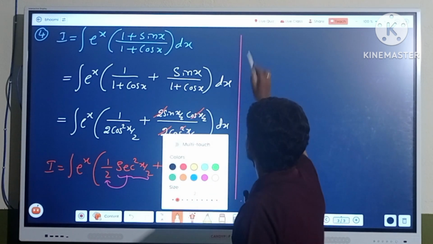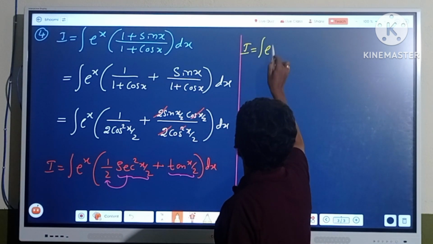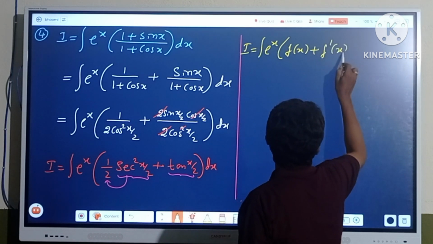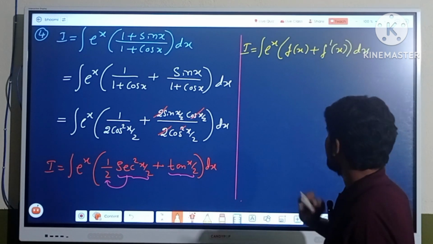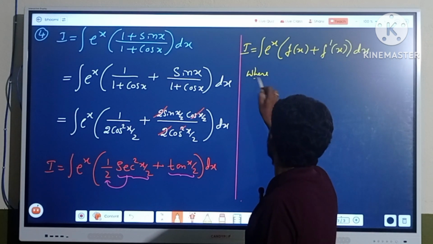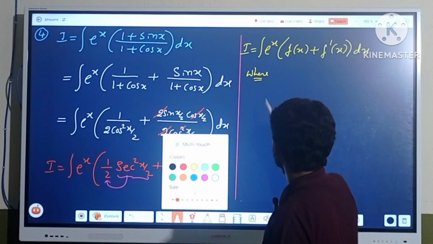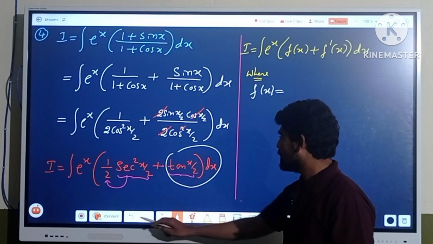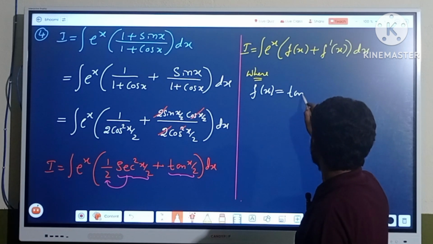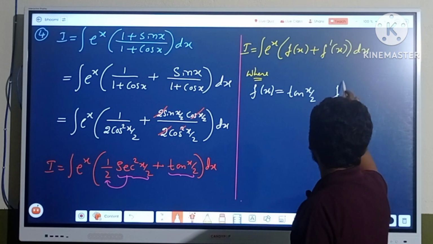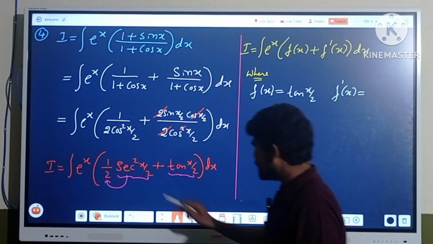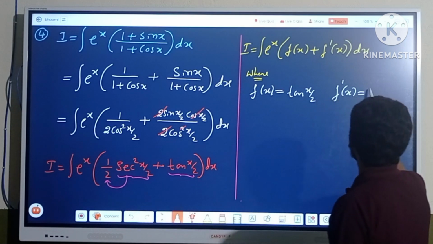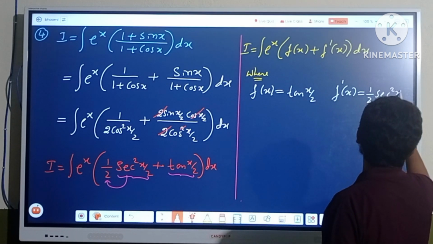Integration of I is equals to integration of e power x into fx plus f dash x with respect to x, where what is fx here? fx is equals to what? Your tan x by 2. And what is f dash x? So correctly observe here, f dash x is 1 by 2 into secant square x by 2.